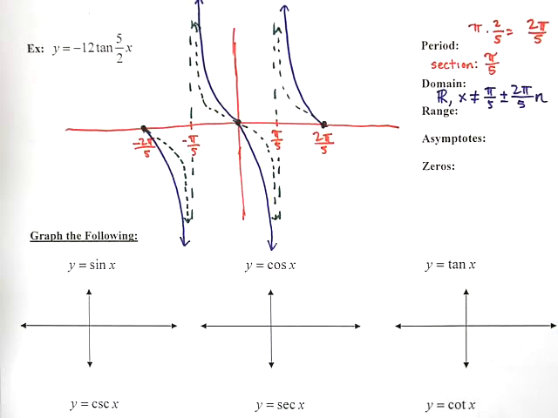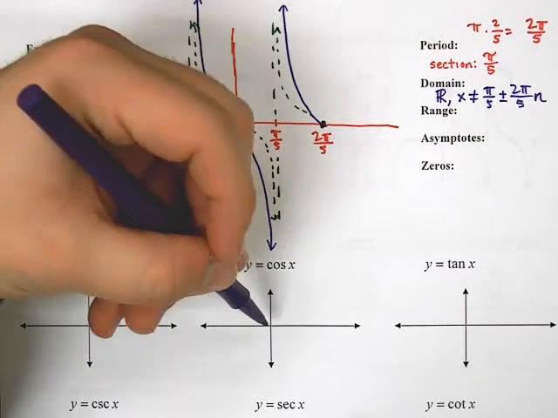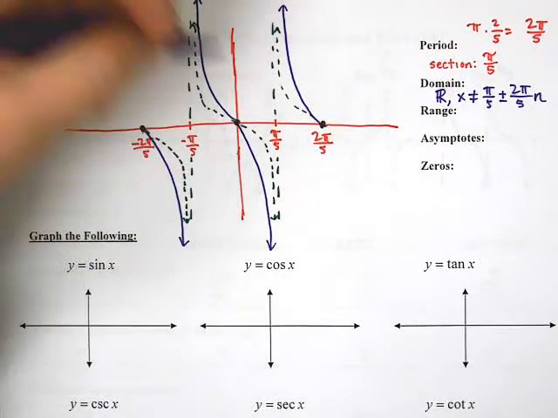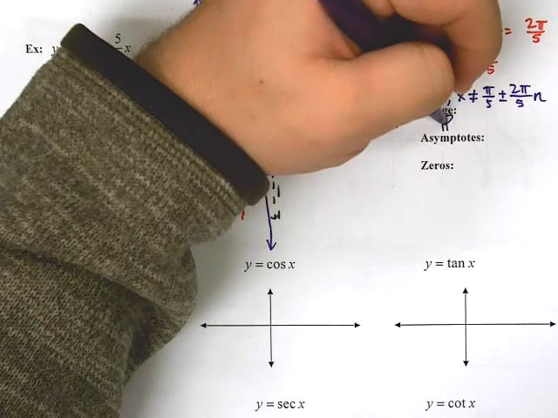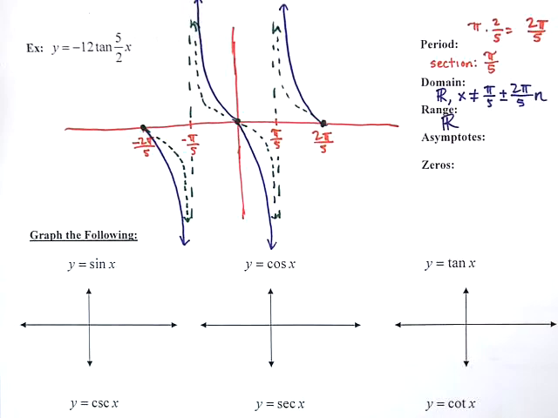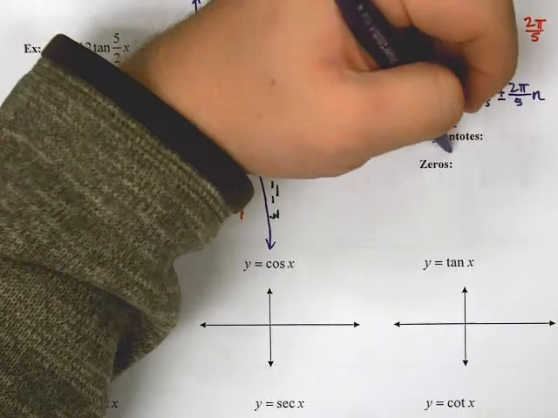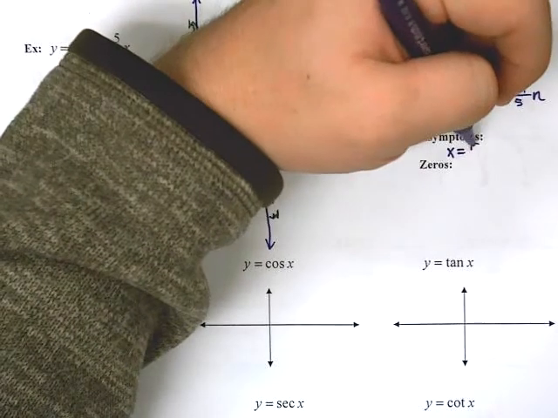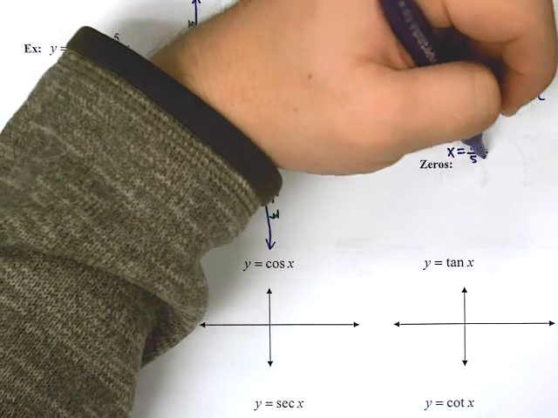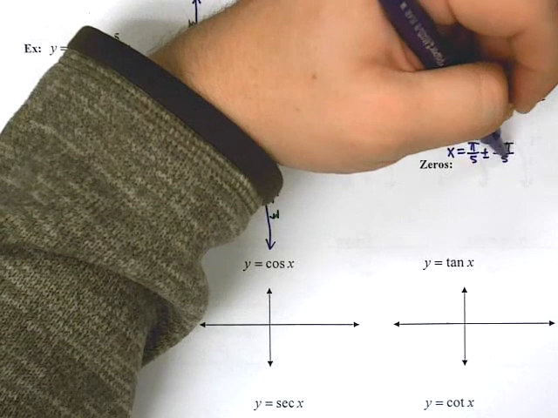For range, hopefully remember, we're going down forever, we're going up forever. There's never a gap in the y values, so we're at all real numbers. Asymptotes, we actually already did with our domain restrictions, so we're just going to repeat that. X equals pi over 5 plus or minus 2 pi over 5 n.